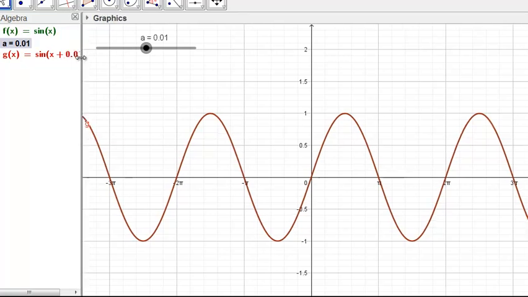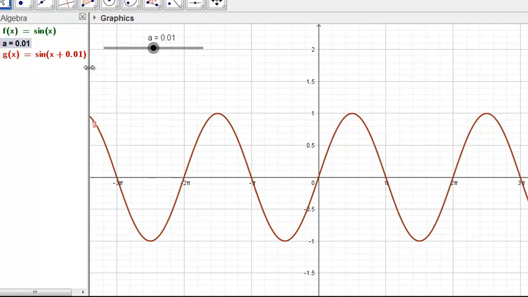So a right now is 0.01. So let me just move it back. Notice it disappears. Let's increase the value of a. So if a is increasing and becomes positive, this should then move to the left, right? At what value of a will the two functions overlap again?